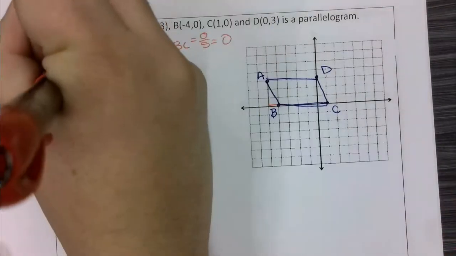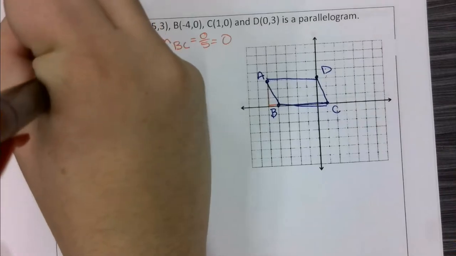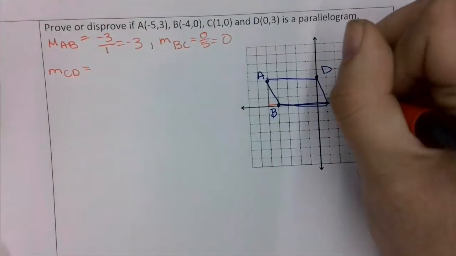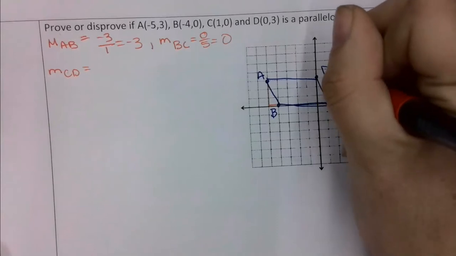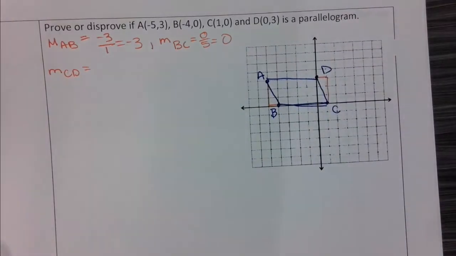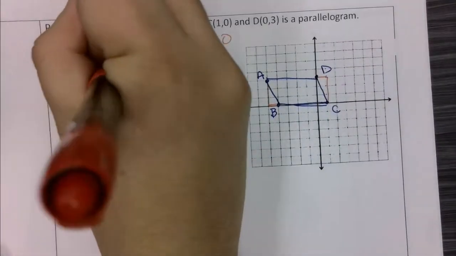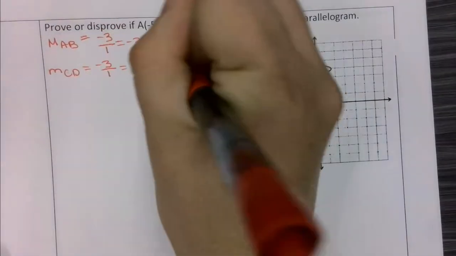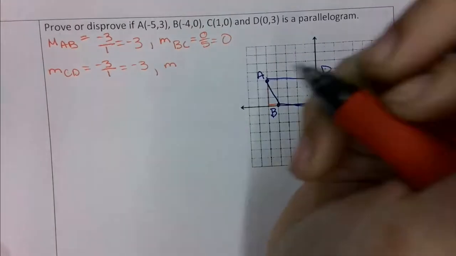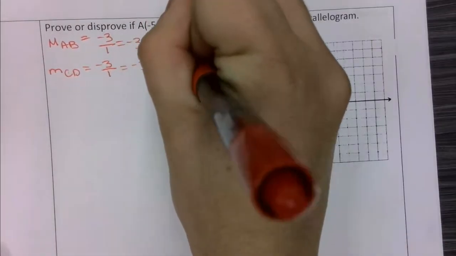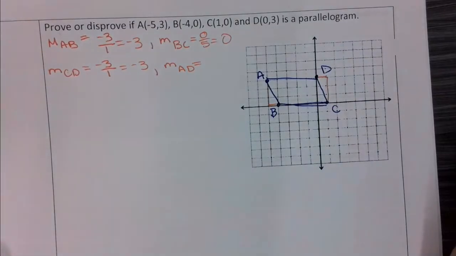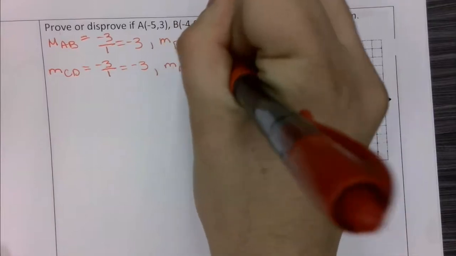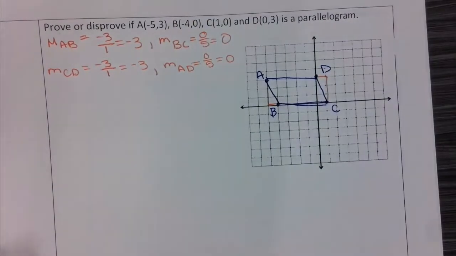Okay, then I have the slope of CD. What if it's flat? So negative 3 again. And then I have the slope of AD and AB. 0 over 5, so 0. Questions on finding my slopes?